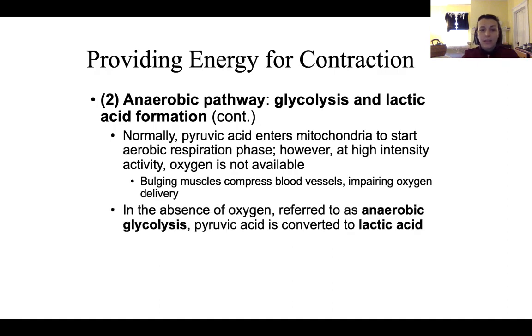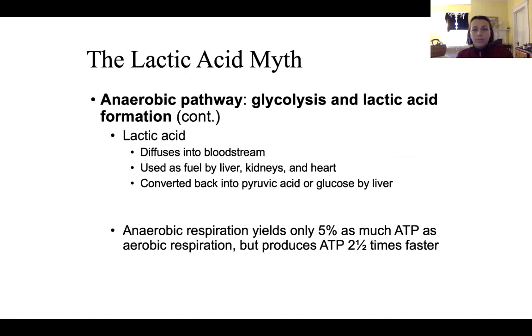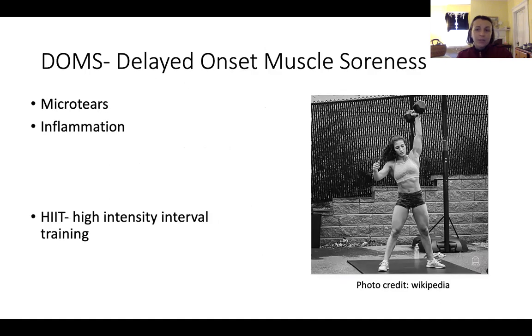So that's why this anaerobic pathway is important, because it doesn't require oxygen. Without that, what happens is the pyruvic acid is converted to lactic acid. All right. So if there was oxygen available, that would be different. But because it's not, then it gets converted to lactic acid.